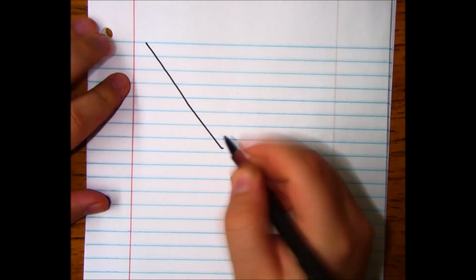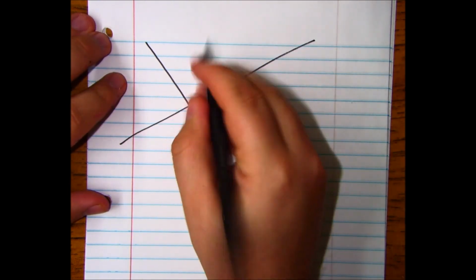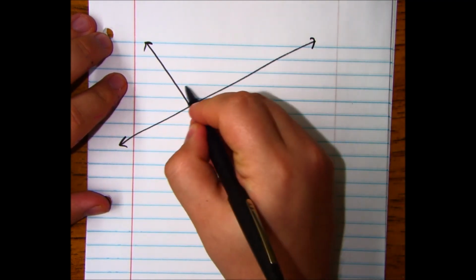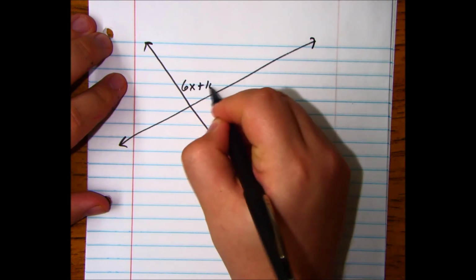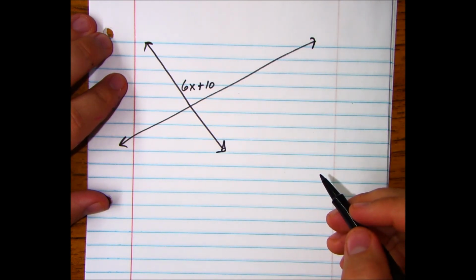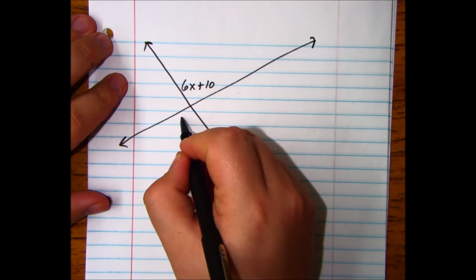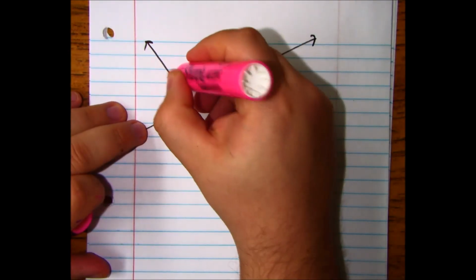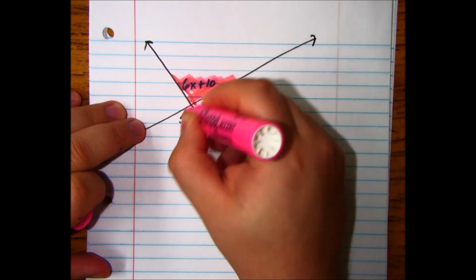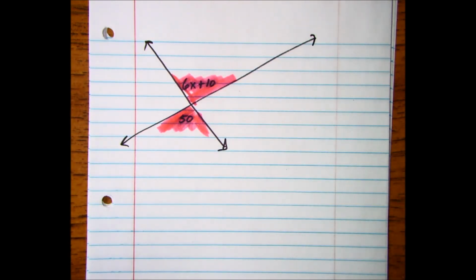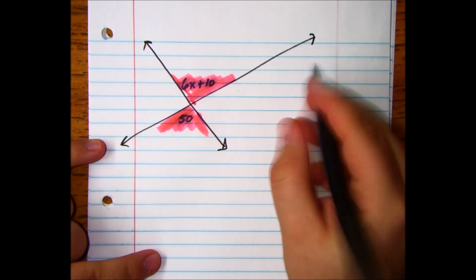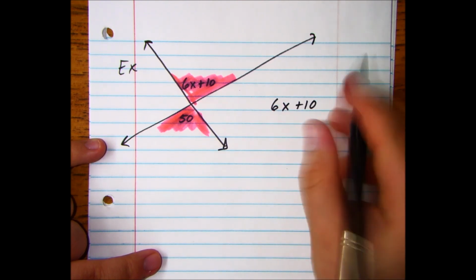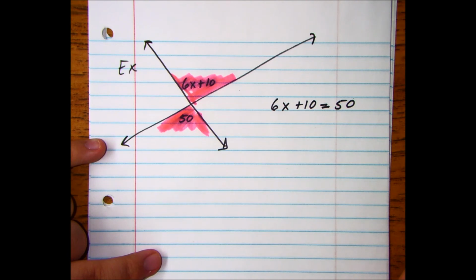Now, since vertical angles are congruent, if I have two lines that intersect, and I am told that this is 6x plus 10, and this is 50. Now, I know that they are vertical angles, because I can look at my picture and see that they are opposite of one another. And since they are opposite of one another, 6x plus 10 is going to equal 50.